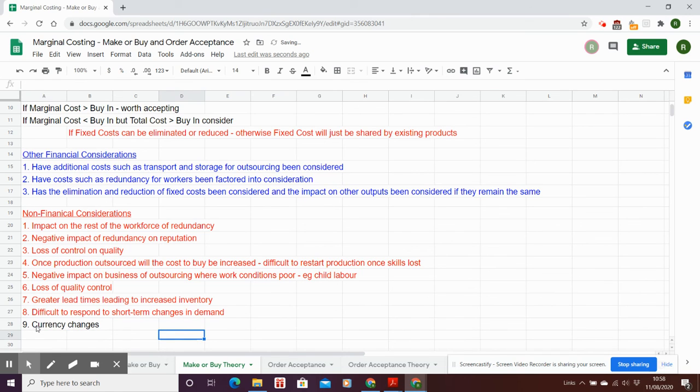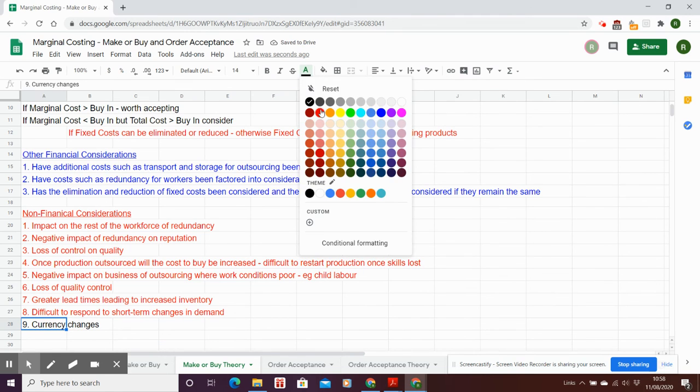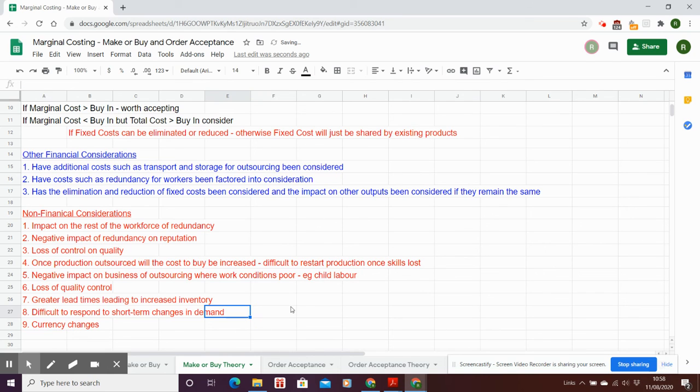Okay, how would increases and decreases in currency affect the outsourcing? So it might be a great idea, for example, to outsource to Thailand today from the UK, because the pound might be strong against the Thai baht. But if the pound weakens, then the cost of buying those goods in Thailand increases in terms of pounds, and therefore the goods might actually become more expensive than those goods in the UK.